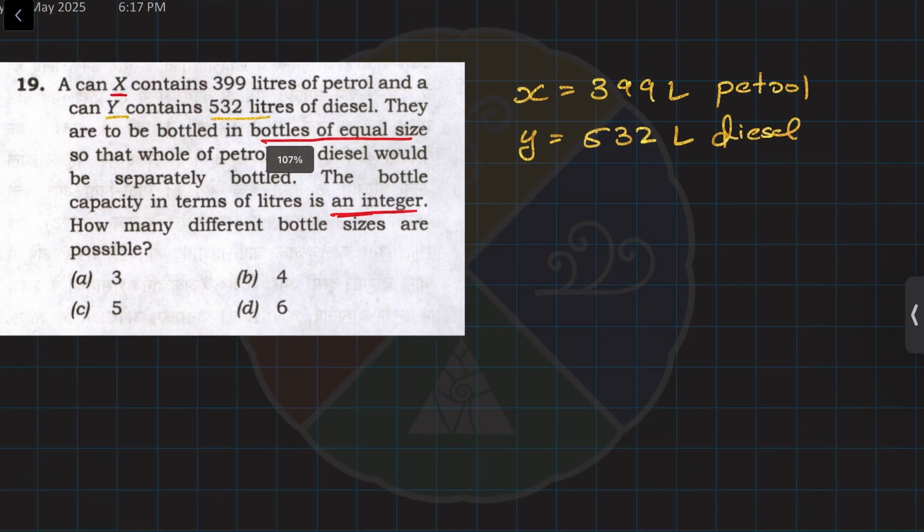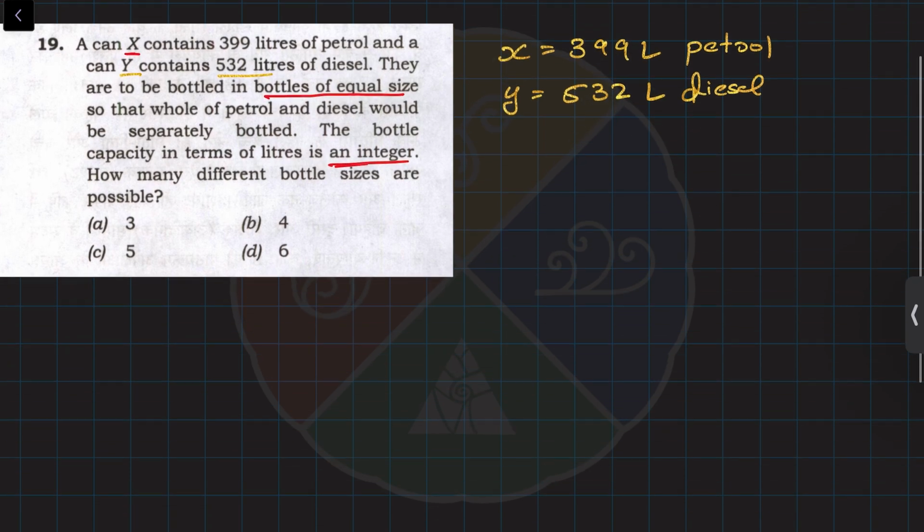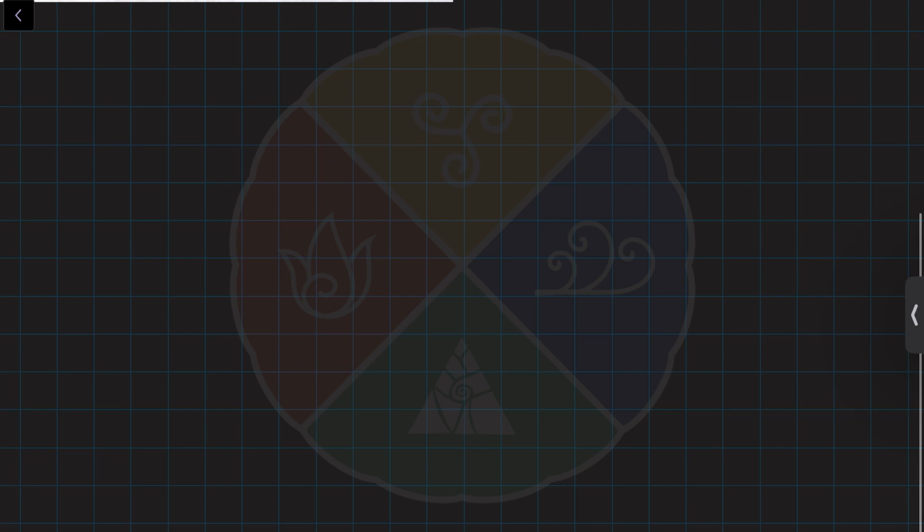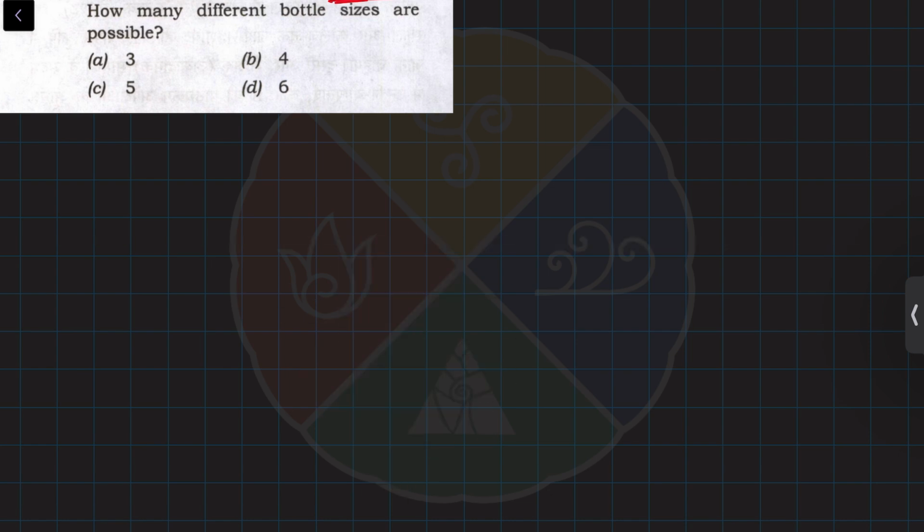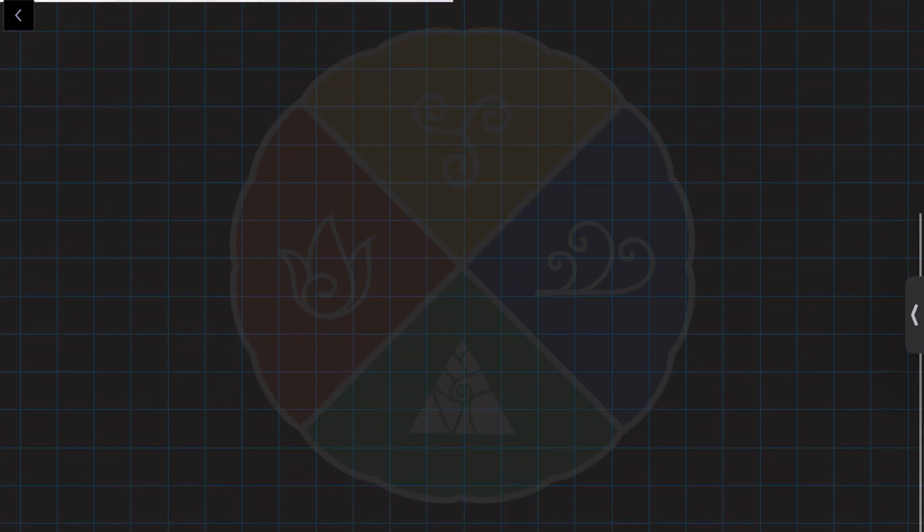See, this is actually a very easy problem. To explain this, it would be much easier if I take smaller numbers. Let's say I take 12 liters and our usual 18 liters. Let's assume that there are two cans, 12 liters and 18 liters. If I want to bottle them in bottles with integer capacity, then I should select such numbers that can divide these numbers.